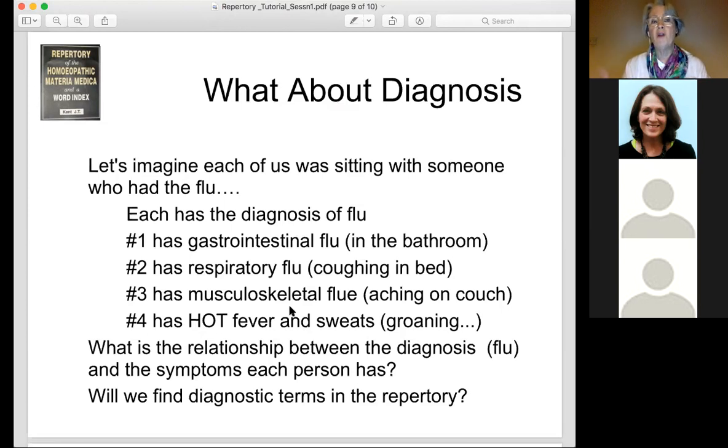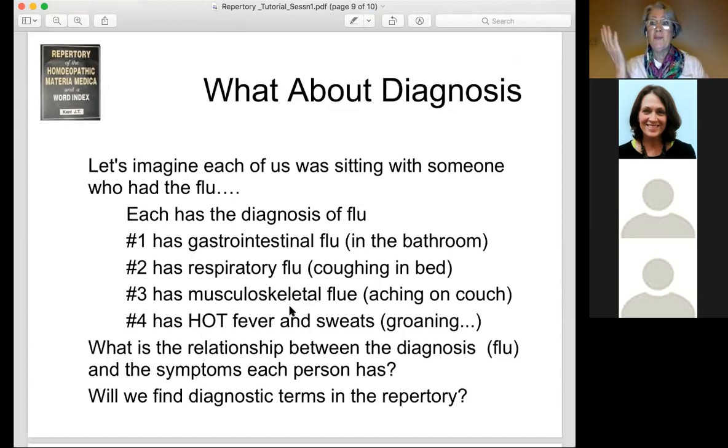And let's say that Marjorie is working with somebody who's got a musculoskeletal flu, and they're lying on the couch aching, and their muscles ache and their bones ache. And let's say that Sue has somebody there by her house who's got a super hot fever and is just pouring out sweat. Now, what is the relationship between the term influenza and the symptoms each person has? Do they all have the flu?